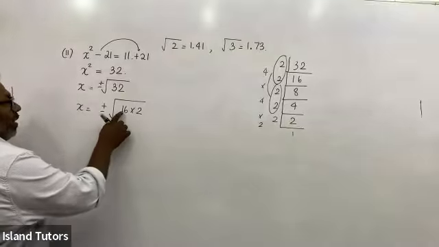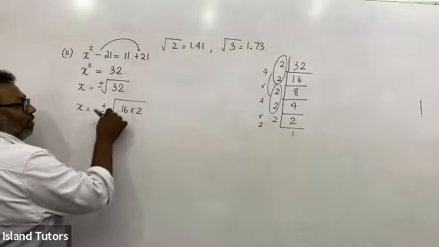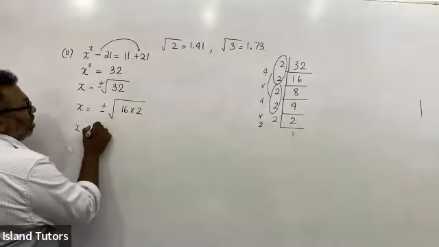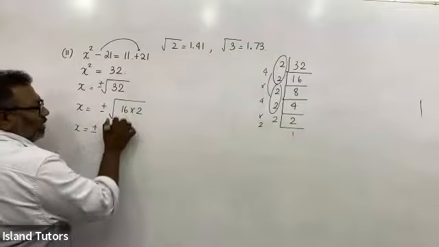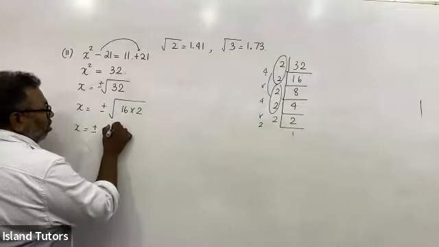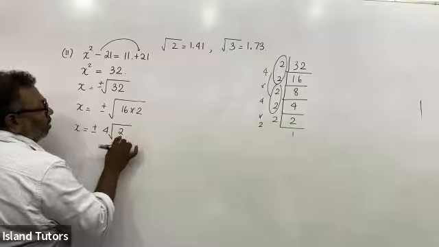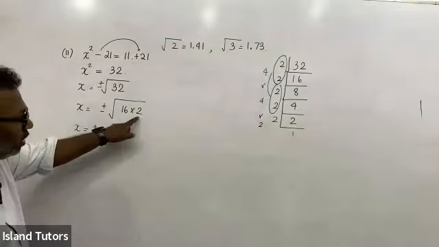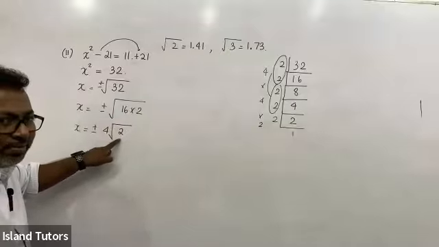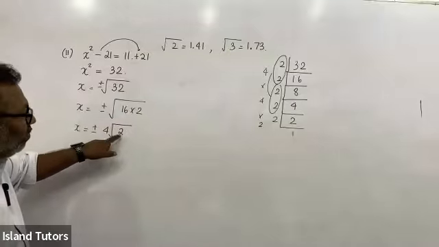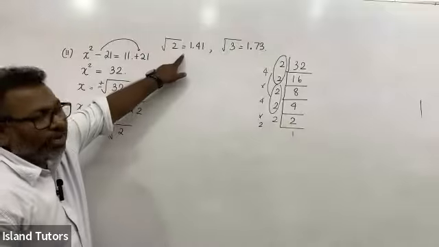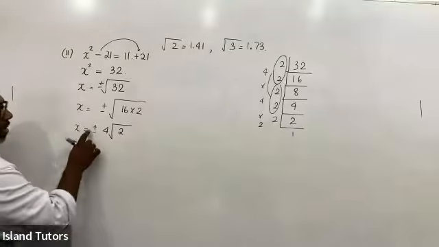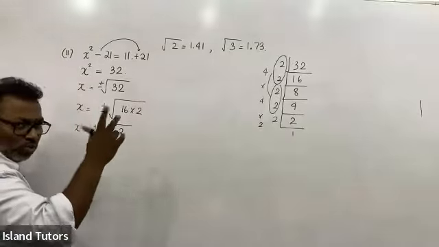4. So when you square root 16, this will come outside the set. So you have x is equal to plus or minus square root of 16, which is 4, multiplied by square root of 2. Got it? This 2 will stay inside. Now what do you do? Square root of 2, they have already given you a value. How much is that? 1.41. So you have a plus or minus. X has got two answers.